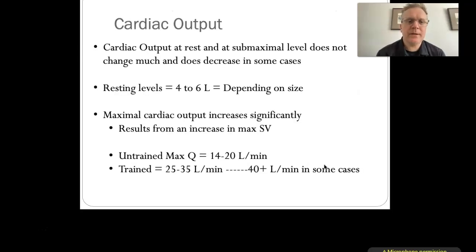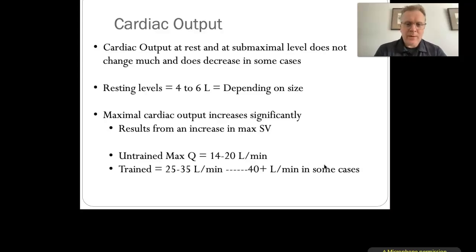So like we talked about in regards to cardiac output, the max amount of blood we pump per beat, actually, I shouldn't say max amount, it's really the amount of blood we pump per minute, sorry. So cardiac output is the amount of blood we pump per minute. Resting levels, what we could see is 4 to 6 liters, depending on the size of the heart and the size of the individual. I would say on average for anybody, it's about 5 liters.